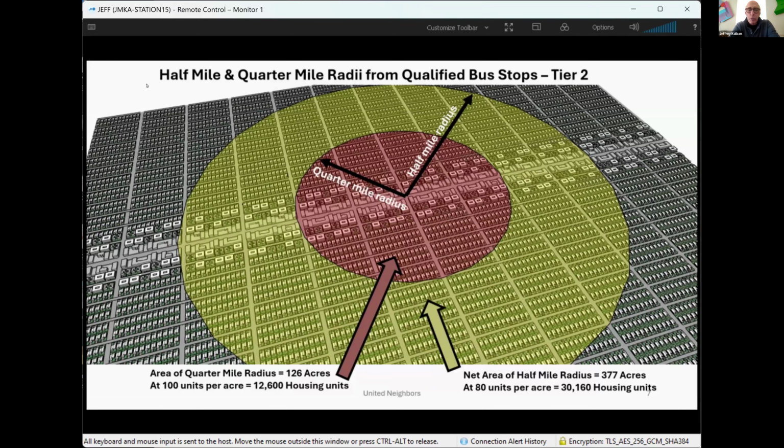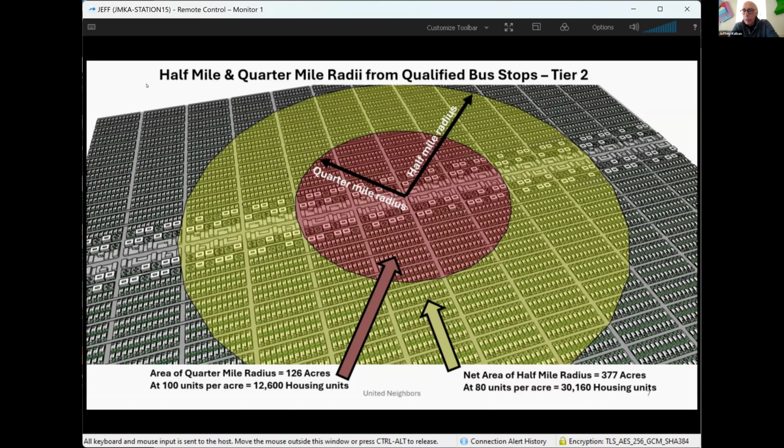So in this diagram, the inner circle, the red circle, that's the quarter mile radius. And the yellow donut shape is the distance between the quarter mile and the half mile radius from the bus stop. In the red circle, there are 126 acres in that quarter mile radius. At 100 units per acre, that's 12,600 housing units. In the yellow area, that's 377 acres, and at 80 units per acre, that's 30,160 housing units. So the total that you get in that half mile radius is 42,760 housing units.